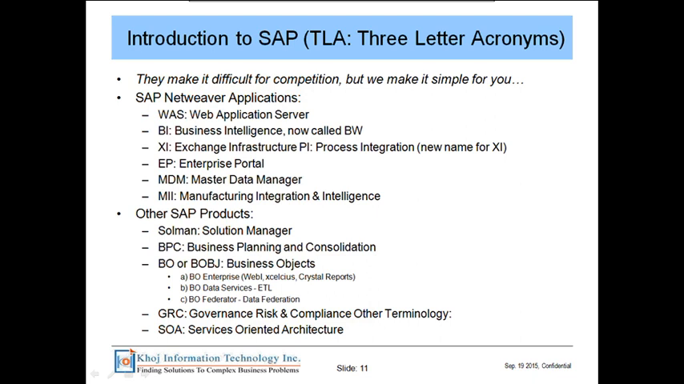BO or BOBJ, this is Business Objects. This is SAP's front end for data warehousing, right? This is an OLAP tool. GRC, Governance, Risk and Compliance. It's a security product implemented by SAP for governance, risk and compliance in the security space.